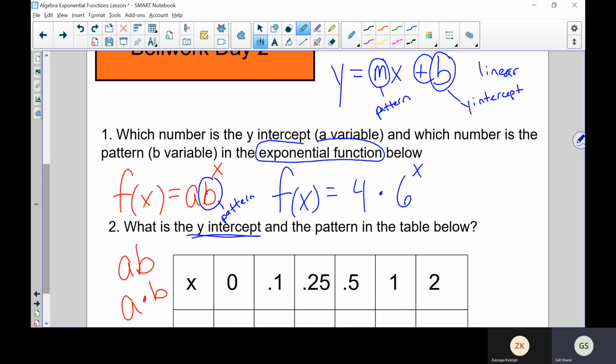Even if I ask you about a linear equation, which one's the pattern, it'd be the one with the x, whatever number is with the x. So the pattern number, or the b variable for this one, is 6, because that's what's with the x. So probably pretty good guess that the y-intercept is going to be the only other number in it, and it is. So the first number here, I guess I'll do it over here too. That's the y-intercept. The first number, basically the number that's not with the x, is the y-intercept. So in this case, 4 is the y-intercept.